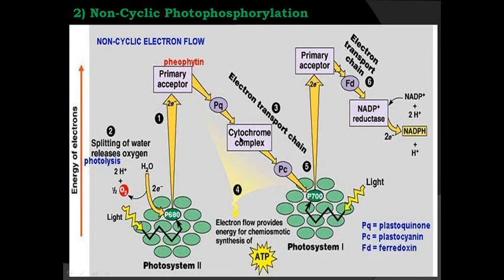In between plastoquinone and cytochrome B6, a small amount of energy is released by these excited electrons, and this released energy is captured by ADP and inorganic phosphate, which are already present in the chloroplast, and it is converted into ATP, adenosine triphosphate. This is the first ATP molecule synthesized during non-cyclic photophosphorylation, and now these energyless electrons move through plastocyanin to reaction center first.